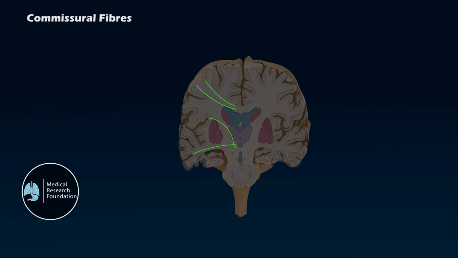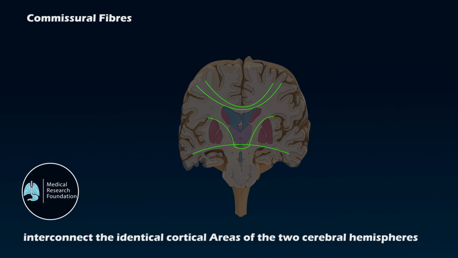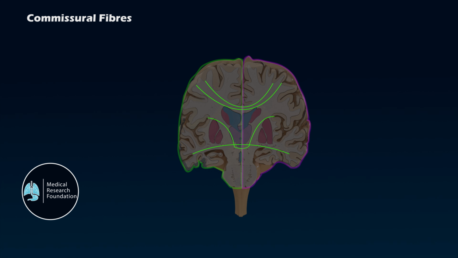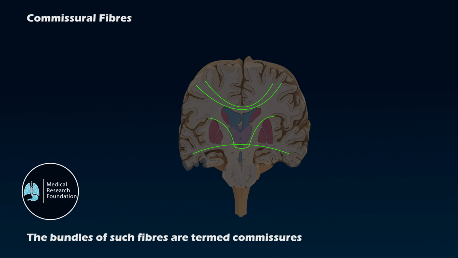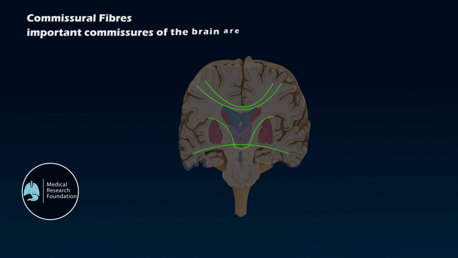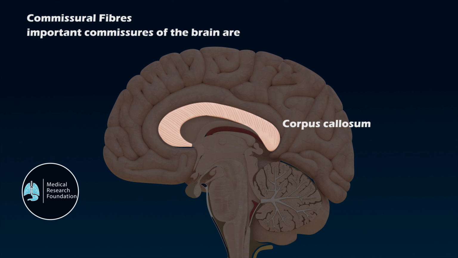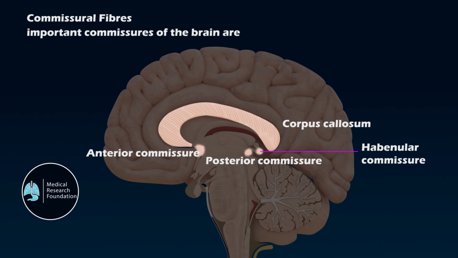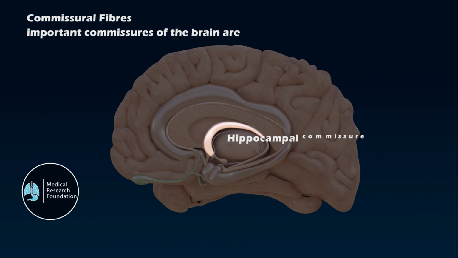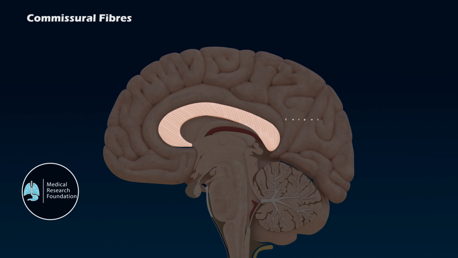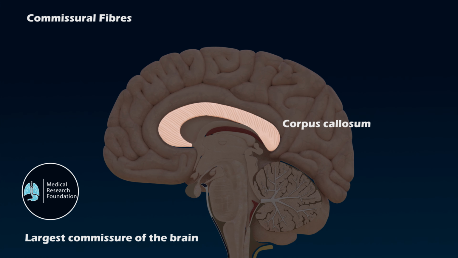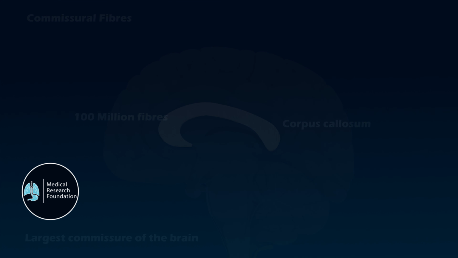Commissural fibers. The commissural fibers interconnect the identical cortical areas of the 2 cerebral hemispheres. The bundles of such fibers are termed commissures. The important commissures of the brain are as follows: Corpus Callosum, Anterior Commissure, Posterior Commissure, Habenular Commissure, Hippocampal Commissure. The corpus callosum is the largest commissure of the brain. It consists of about 100 million fibers.